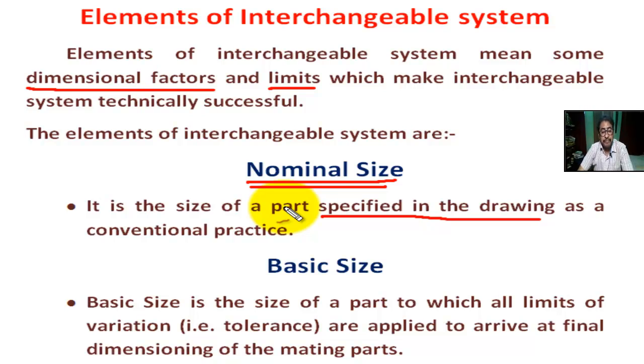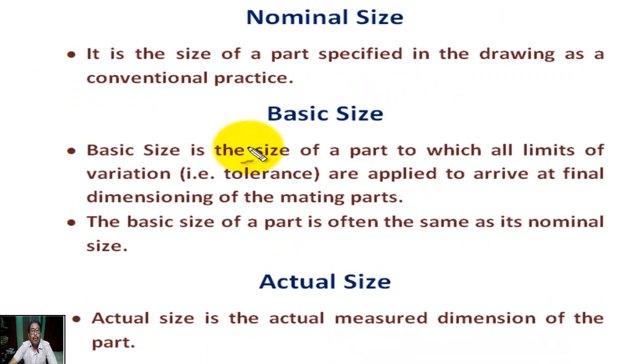For example, the nominal size of a hole and shaft assembly is 60 mm. Basic size of the hole may be 60 mm. Basic size of the shaft may be 59.5 mm. Okay.